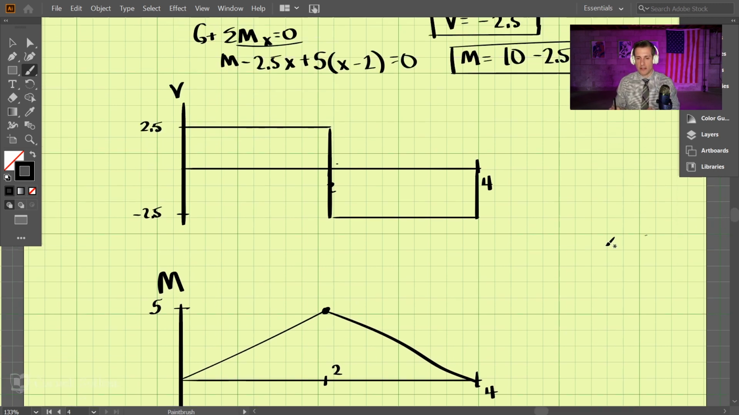And to double check this, we can see that the slope here is 2.5, which should be the shear value here. And then the value here is negative 2.5, and that is also the slope of this line. So that's a simple example of how to draw shear and moment diagrams.